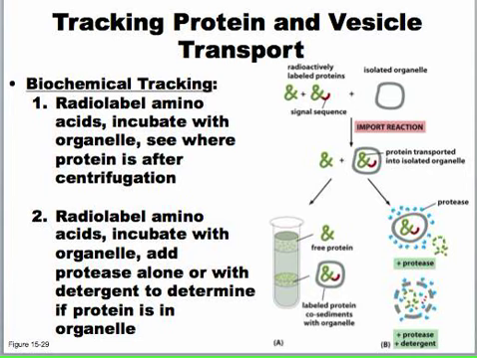So a way that scientists first started looking at these signal sequences, or where the proteins are going to be, was done a few different ways. So there's a biochemical, a genetic, and a molecular biology way to track these proteins. We're going to go through the biochemical way first.